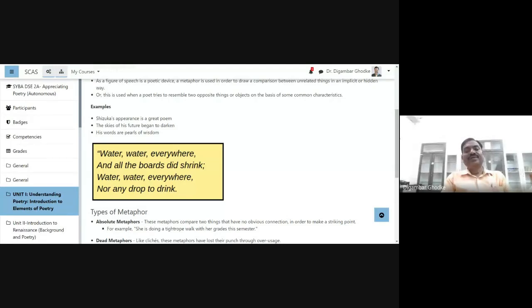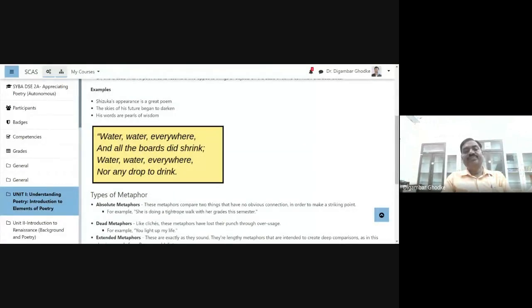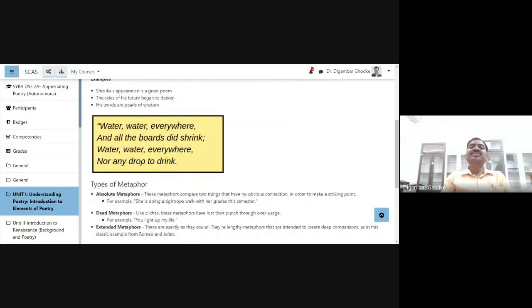Now here, an example from S.T. Coleridge's poem, The Rime of the Ancient Mariner is given. S.T. Coleridge was an 18th century romantic poet, 18th century and early 19th century, we can say, because romanticism in England started in the year 1798. So that was the end of the 18th century and then the beginning of the 19th century. Now we shall see this example. I shall read it for you. Water, water everywhere, and all the boats did shrink. Water, water everywhere, nor any drop to drink.